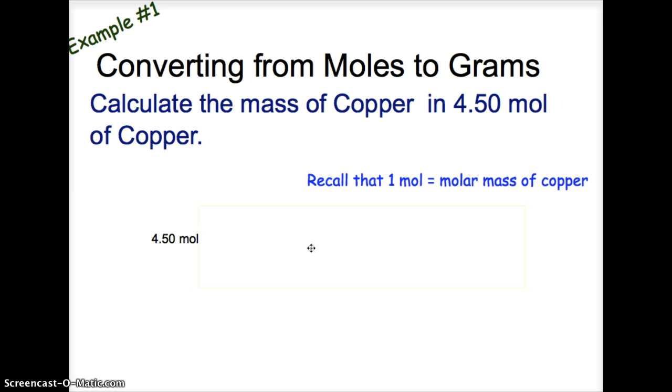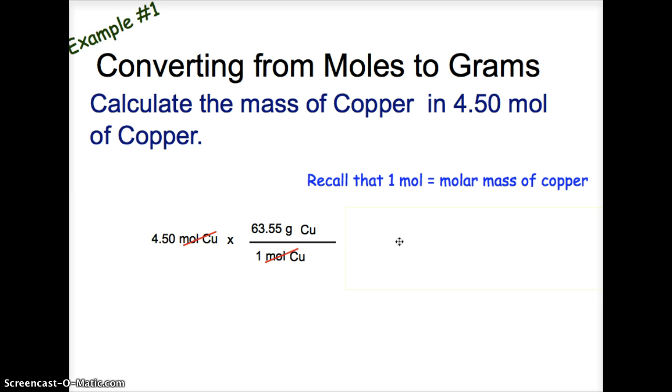So you're going to start out with what you know, which is 4.5 moles of copper, and you then are going to apply that equivalence. Notice that you put 1 mole of copper in the denominator because you want that 1 mole of copper to cancel the moles of copper that you were given.